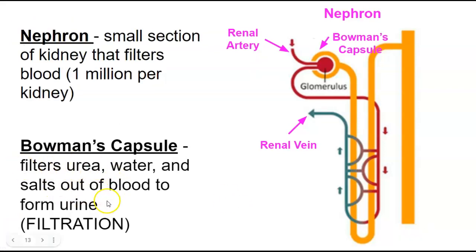So it filters a whole bunch of stuff out of the blood, and this stuff is going to go on to form our urine. So this is called filtration. Sometimes you'll hear it called the filtrate. Now, in the process, it might take some extra stuff like sugar or some extra salts that it doesn't actually need to take. So it filters a whole bunch of stuff, and then down here, we're going to get another chance for it to go back into the bloodstream.